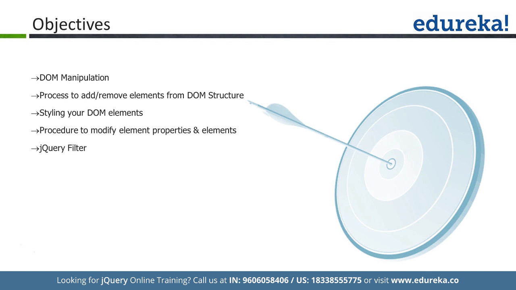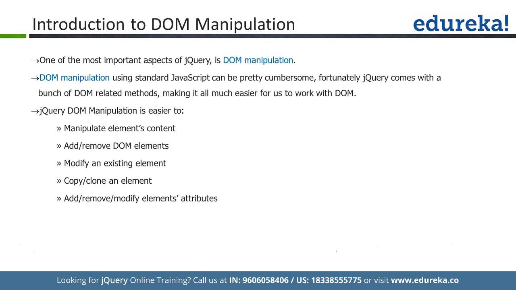We will also be covering something called the jQuery filter. So let's begin. One of the most important aspects of jQuery is DOM manipulation. Now, as in anything related to programming or computer science, there are four things that you can do to any particular object, and those are creating it, reading it, updating it, and deleting it. So adding or removing is creating or deleting, modifying is updating, copying or cloning is reading and then writing.